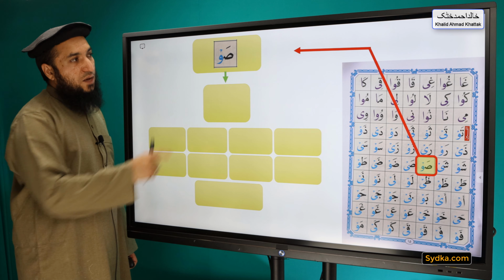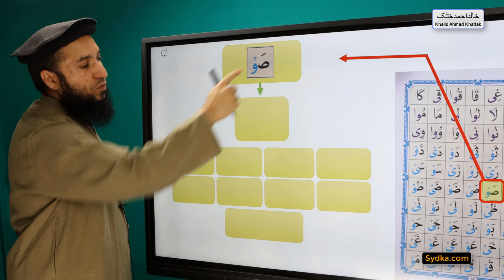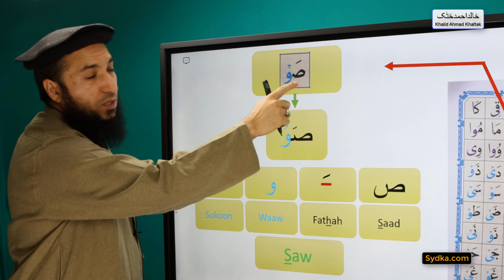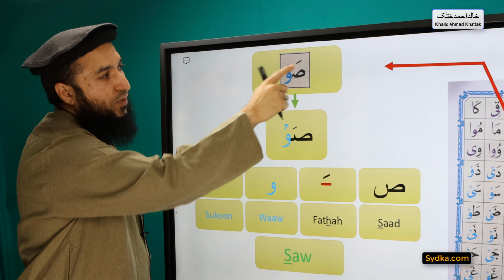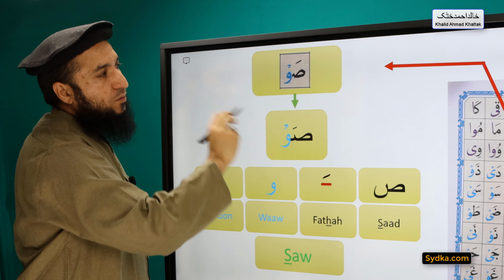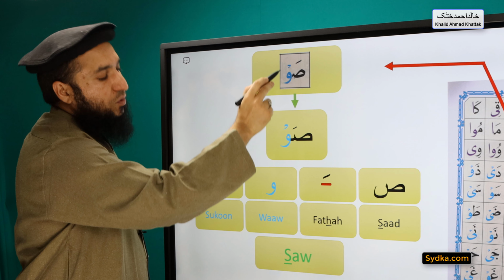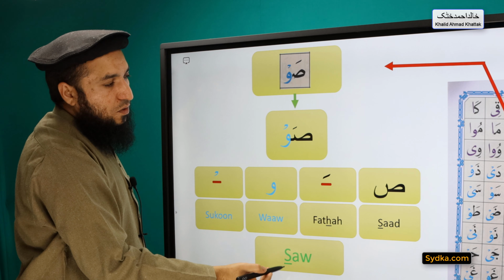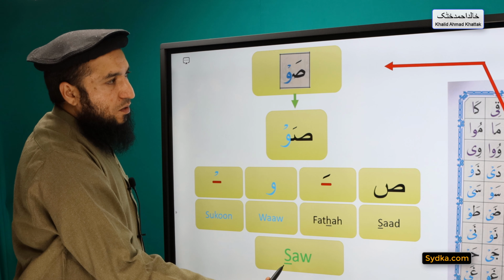So the first syllable we have is Sad, Fatha, Waw, Sukoon, Saw. Sad is a heavy letter, it has Fatha on top of it, it is followed by Waw, and Waw has a Sukoon. Sad, Fatha, Waw, Sukoon, Saw.